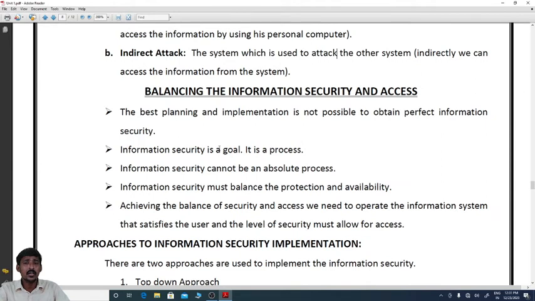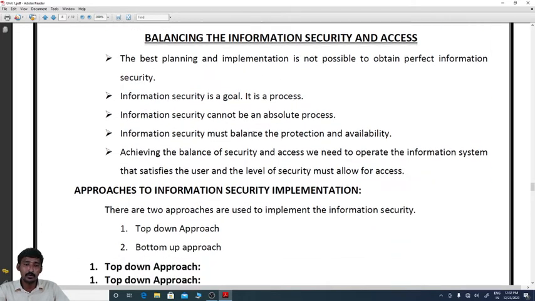The next one is balancing information security and access. We need to make a balance between security and access. If I have some security policies implemented, I need to make some balance on that. There are two types of approaches we are going to implement. Information security is a goal, but it is not a process, and it is not an exact process.